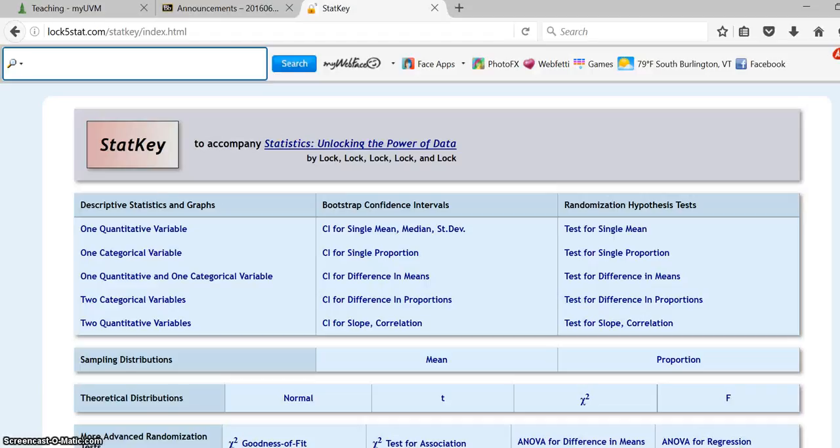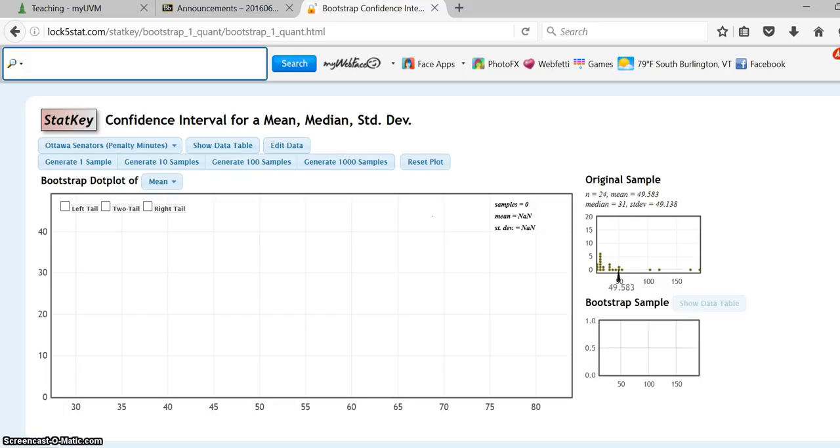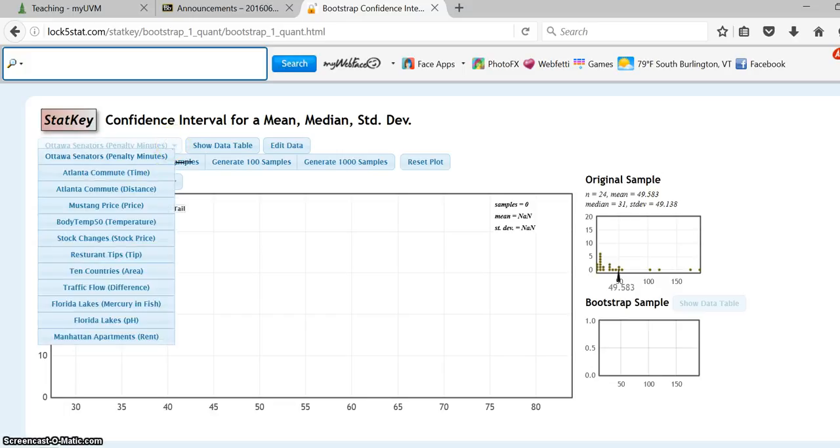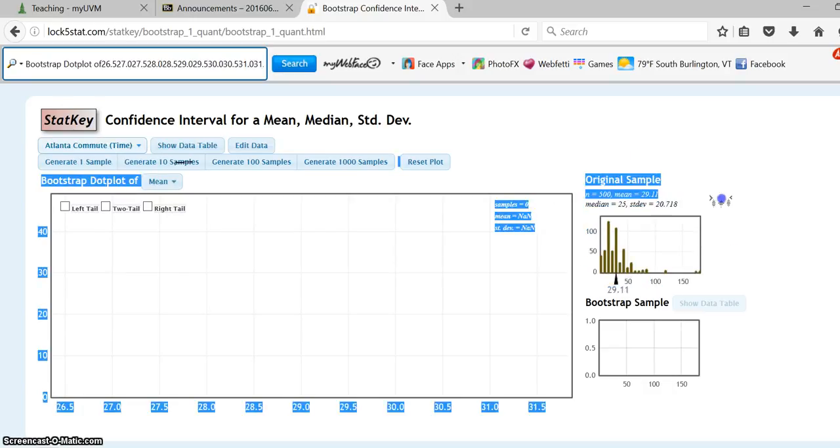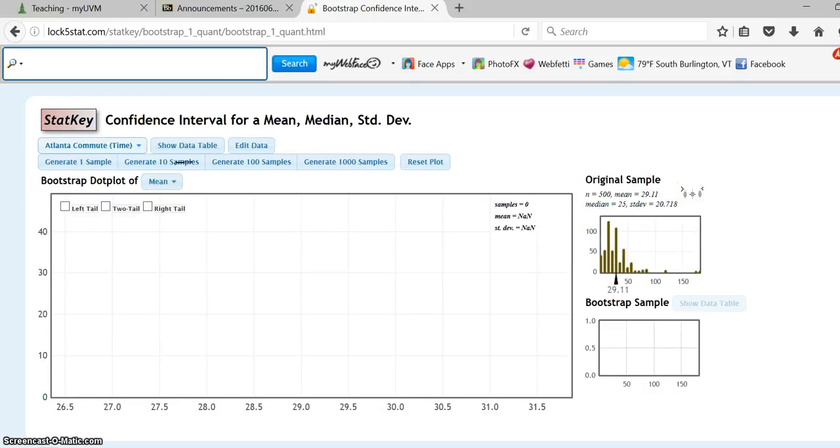Here I am in STAT111 and I'm making a bootstrap confidence interval for a single mean and selecting the data for the Atlanta commute time. Now I can see the data from the original sample over here in the corner. And I can see the mean for the original sample is 29.11. That is going to be our sample statistic. The sample statistic always comes from the original sample.